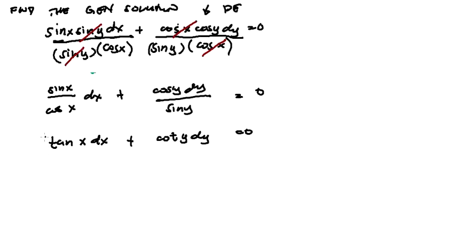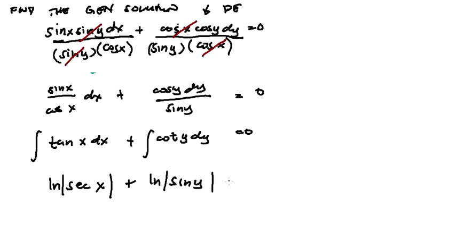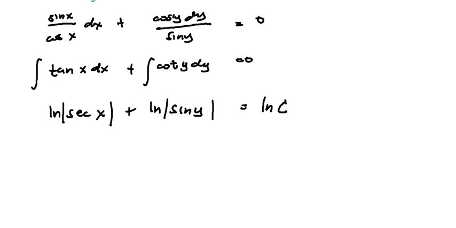Okay, then after that, our next step is to integrate both sides. So we have the integral of tangent x dx is just ln of secant x, and then the integral of cotangent y dy is just ln of sine y, and then our plus c. But since we have ln here, to simplify our equation, let's have here ln of c instead of just writing c.